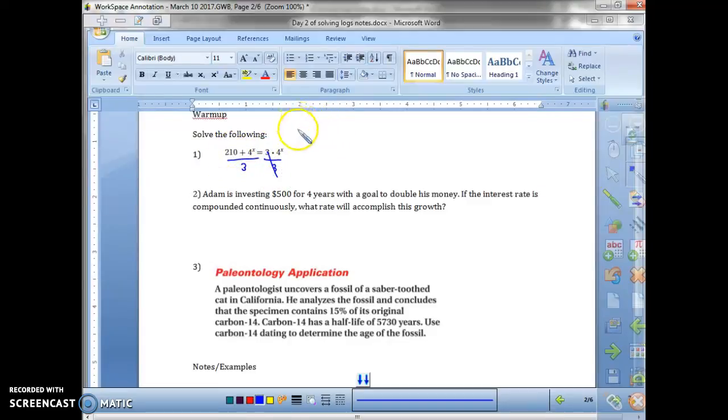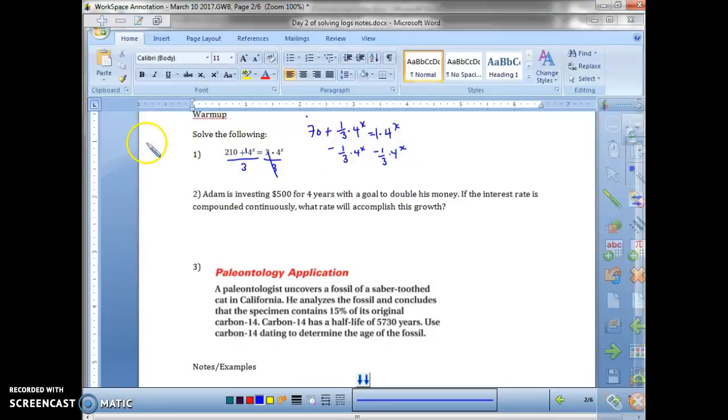So I'm going to have 210 divided by 3, which is 70, and then plus 1/3 times 4 to the x. So I've got 70 plus 1/3 times 4 to the x is equal to 4 to the x power. And then what I have to recognize is I have 1/3 times 4 to the x on the left side, and I have 1 times 4 to the x on the right side. So I'm going to actually subtract 1/3 times 4 to the x on both sides.